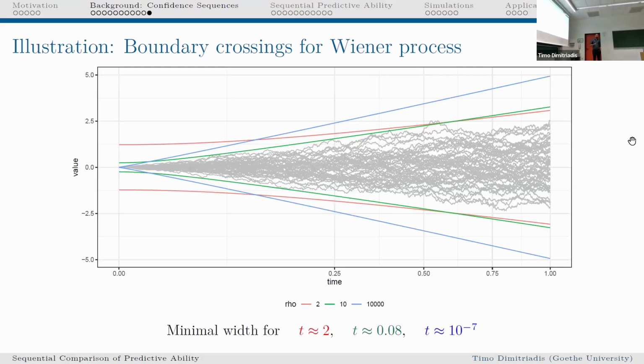However, what you can do is tune your confidence sequence to have minimal width just after the initial peeking time. So for example, if I would like to start peeking at my data here, then maybe the green band isn't so bad because it's relatively tight in that region. That will be the idea later on.